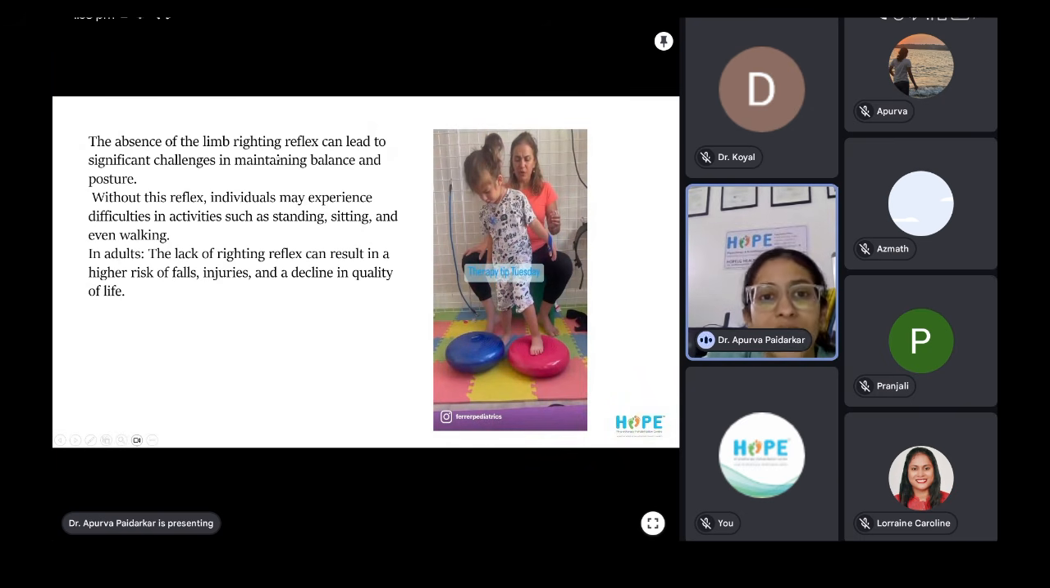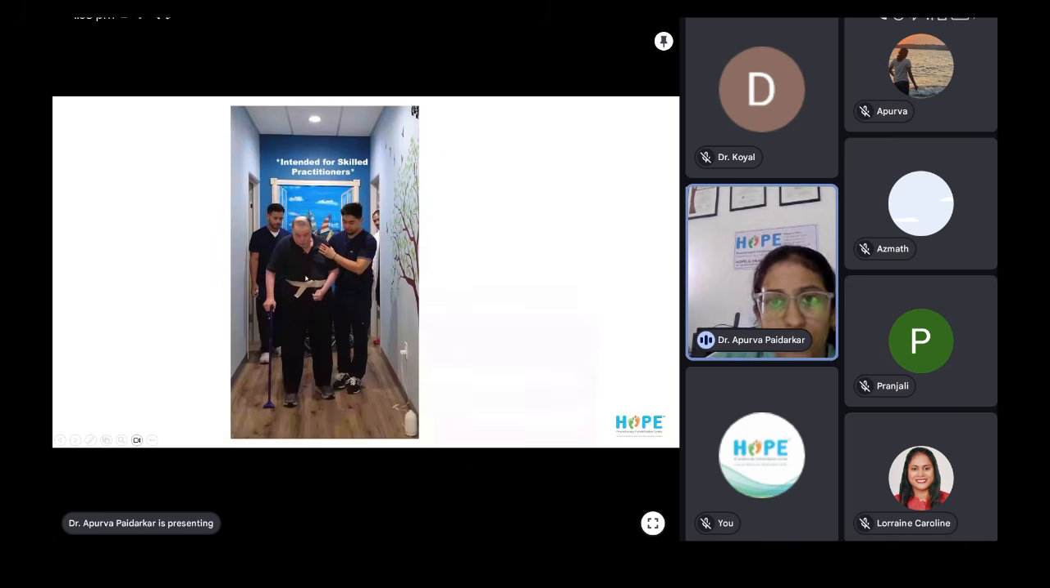The absence of the limb righting reflex can lead to significant challenges in maintaining balance and posture. Without this reflex, an individual may experience difficulties such as standing, sitting, and even walking. And in adults, the lack of this reflex can result in a higher risk of fall injury and decline in quality of life. So this was an example of a positive response. Now we'll see what happens when it is not present.